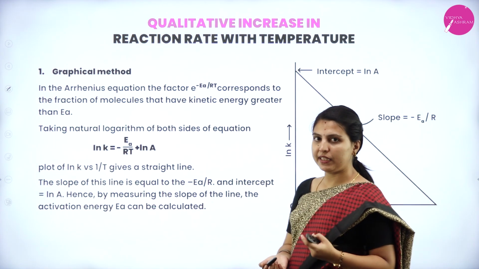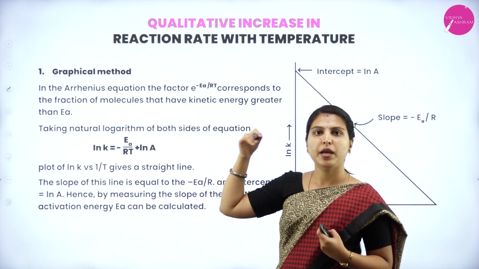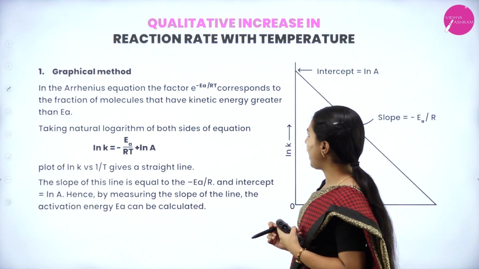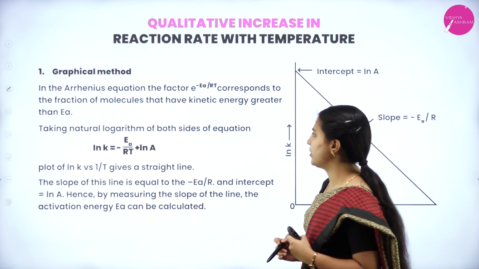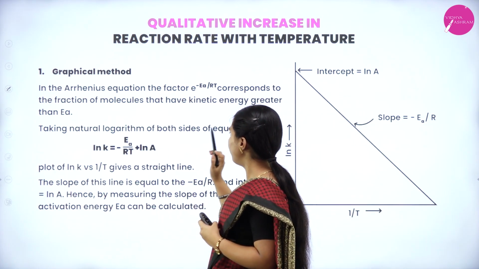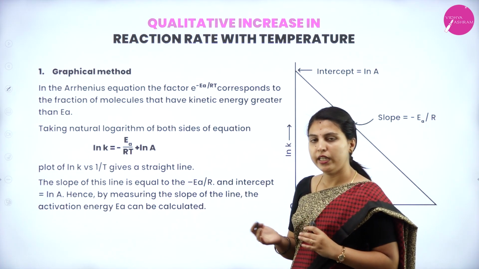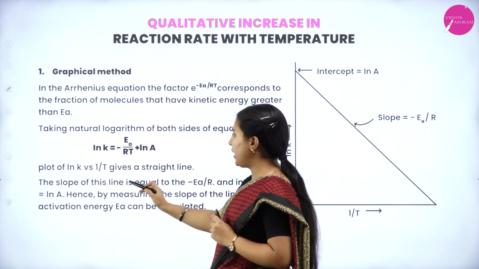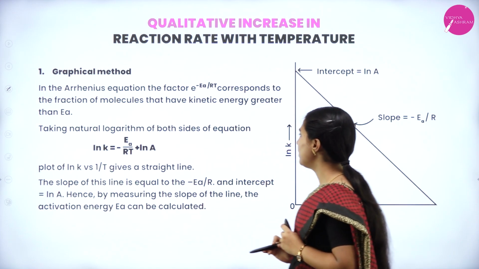Now we will see the graphical method. In the Arrhenius equation, we know that exponential of minus Ea by RT corresponds to the fraction of molecules that have kinetic energy greater than the activation energy Ea. Taking the natural logarithm of both sides of the equation, ln k equals minus Ea by RT plus ln A. A plot of ln k versus 1 by T gives a straight line.